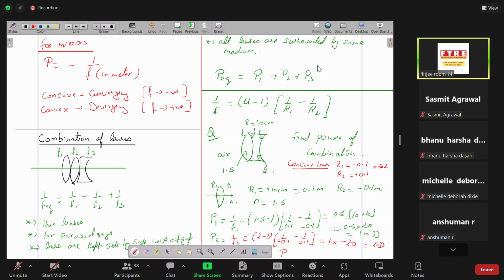So the equivalent power will be P1 plus P2, taken with sign, so it will be 10 plus minus 20, which gives minus 10 diopter. So this is my answer. The power of the combination is minus 10 diopter.